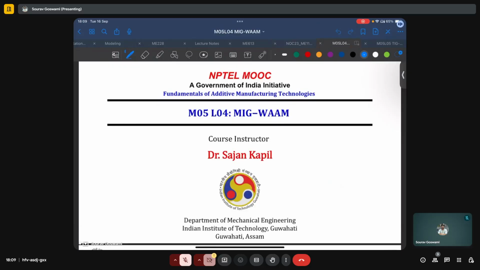Last week, we looked at some wire-based additive manufacturing processes, specifically shape deposition modeling or SDM process. Before that, we have looked at sheet-based AM processes, liquid feedstock-based AM processes. The topics we'll mostly be dealing with today are MIG-WAM, that is metal inert gas wire and arc additive manufacturing, and TIG-WAM, which is tungsten inert gas wire and arc additive manufacturing.